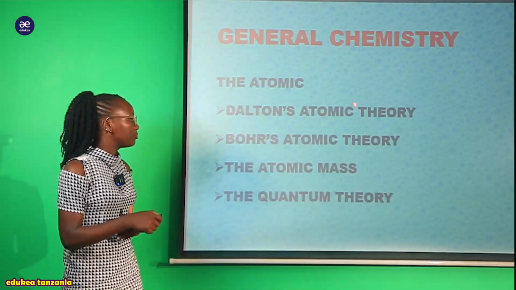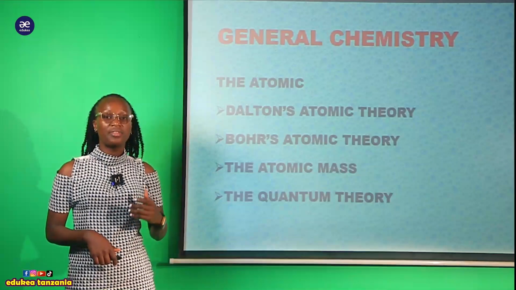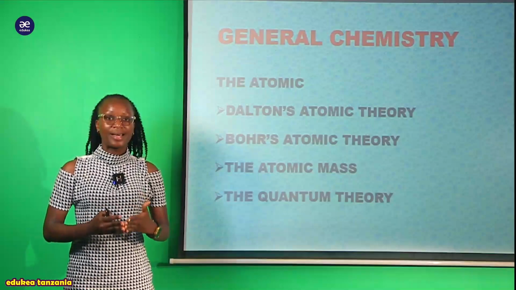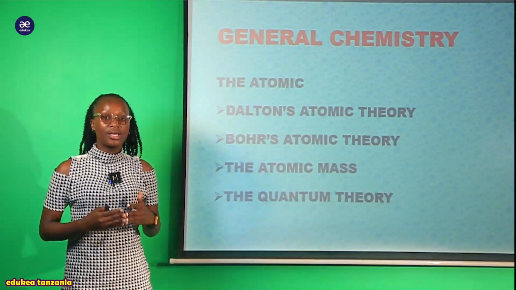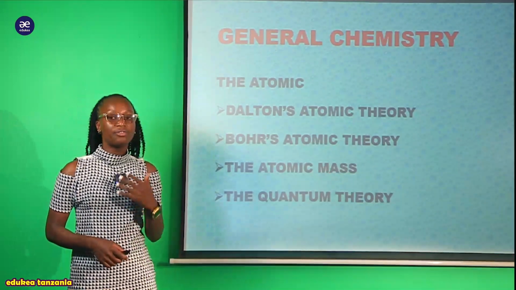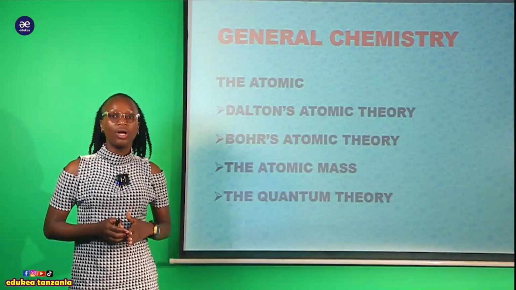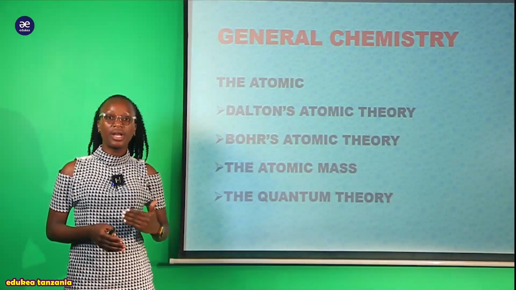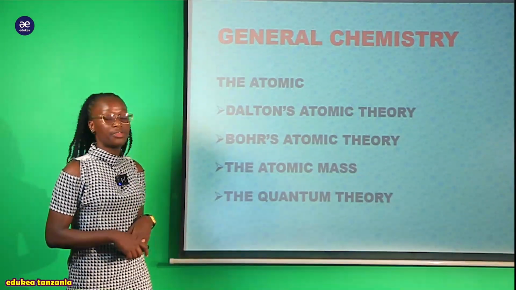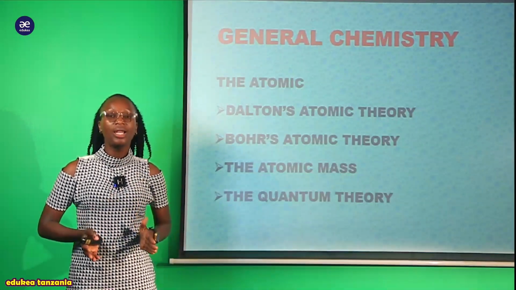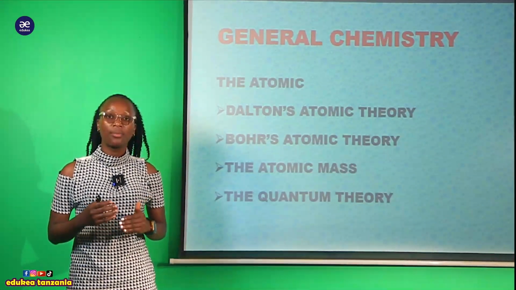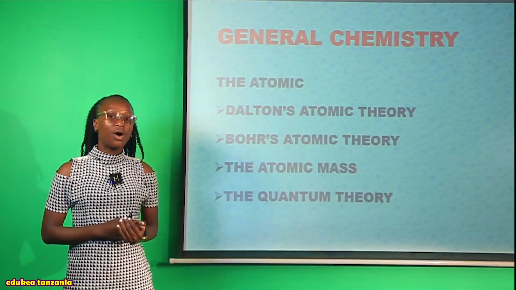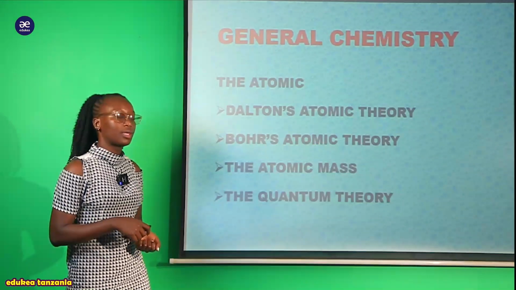And we have several subtopics. In the atomic, we have four main subtopics: the concept of Dalton atomic theory, the concept of Bohr's atomic theory, the concept of atomic mass, and finally we're going to look at the quantum theory. As in the previous session, we have already looked at the Dalton atomic theory, which is the major foundation for all scientists to discuss or to come up with further ideas toward the concept of the atom or the structure of the atom. Now we are in the concept of Bohr's atomic theory.